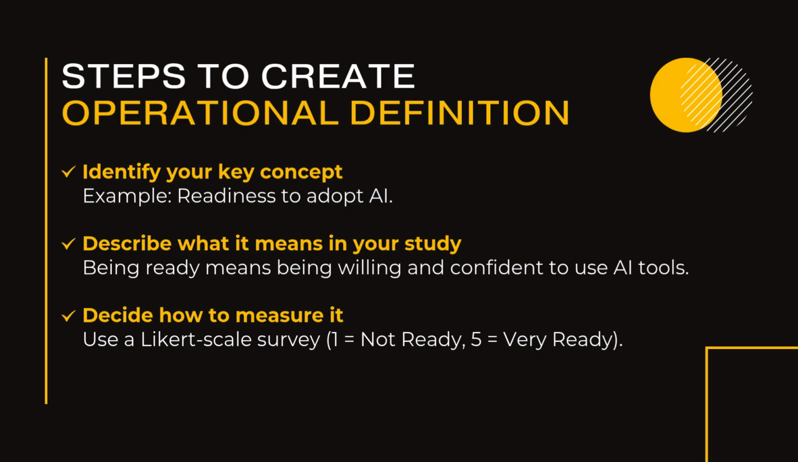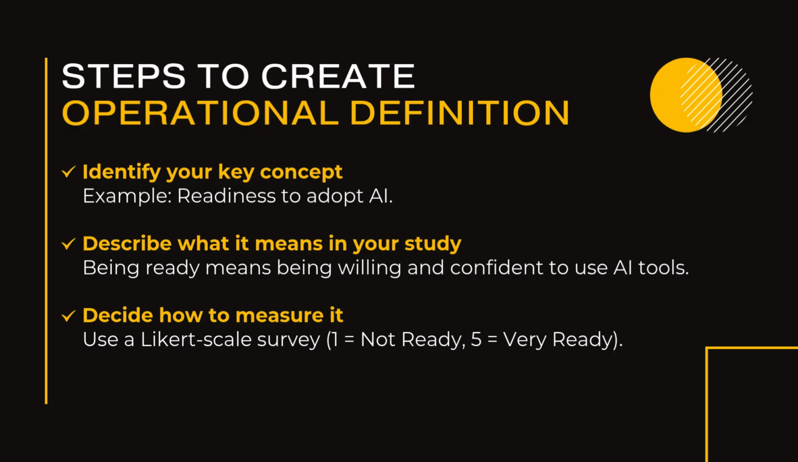Step 1. Identify your key concept. Start by deciding which idea in your study needs to be measured or observed. For example, your key concept might be readiness to adopt AI. Choosing the right concept is crucial because it sets the direction for what kind of data you'll need. Can you think of one key concept from your own topic that you'd like to measure?